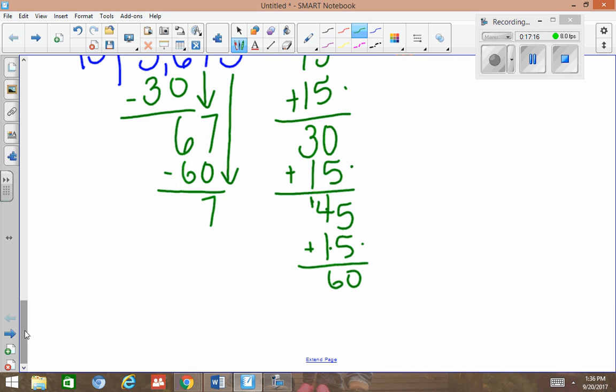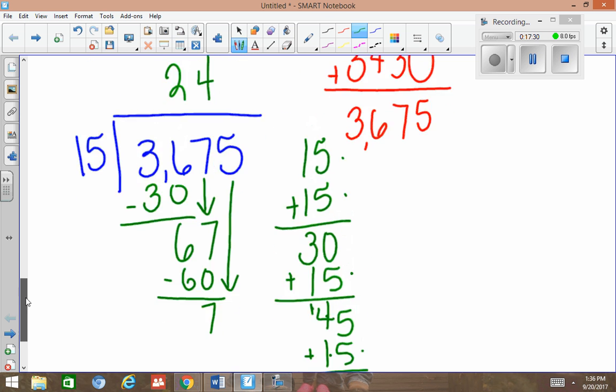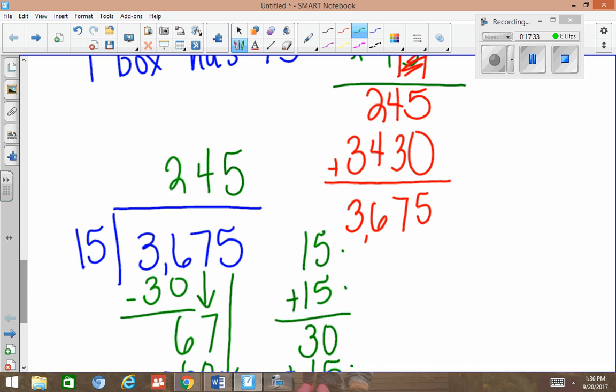Okay, so let's keep on adding. Very good. You add one more, you get 75. So I got 1, 2, 3, 4, 5. Okay, so 245. I'm done. Don't guess. 245 what though? Boxes. Very good, Trey. With how many strawberries in each? 15. With 15 strawberries in each. Very good. Boxes. Good.